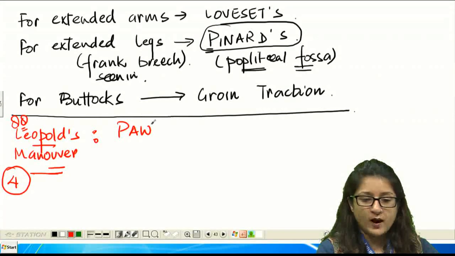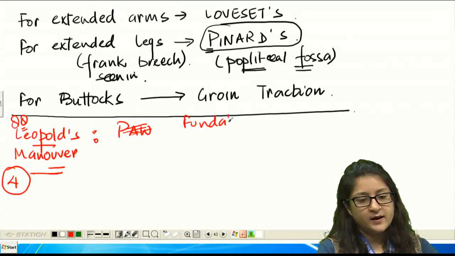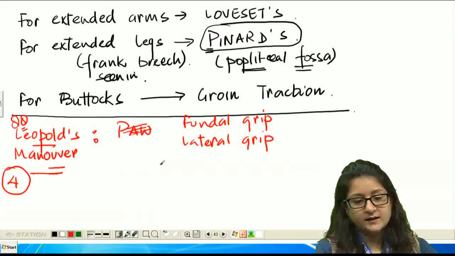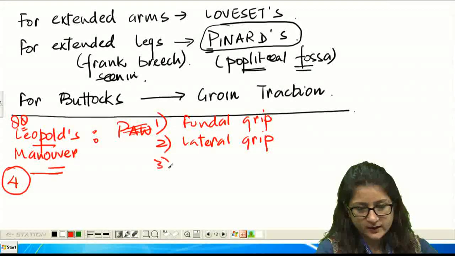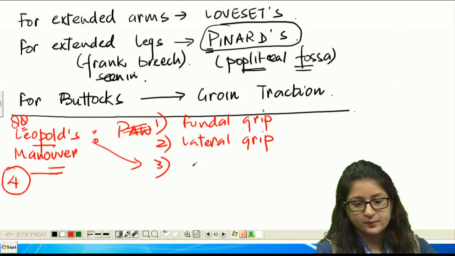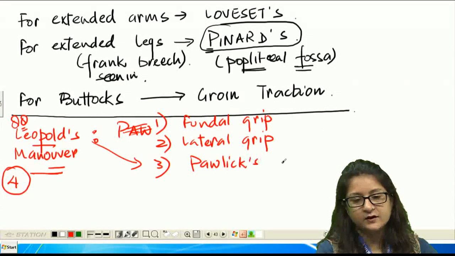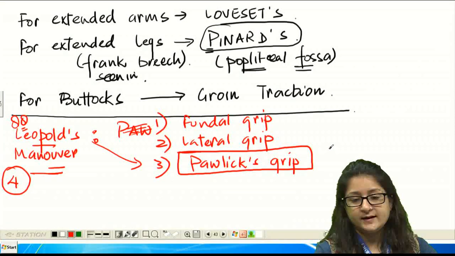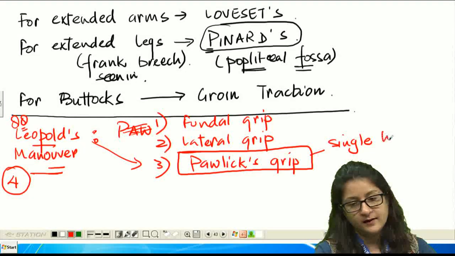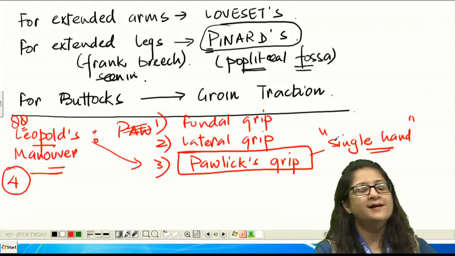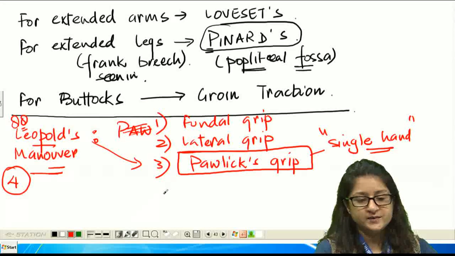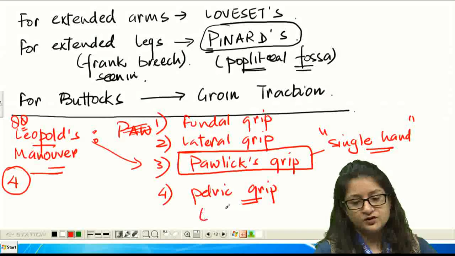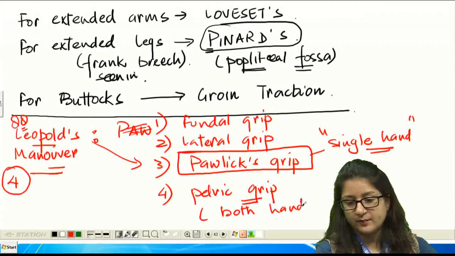So one is the fundal grip, you have the lateral grip, right? So this was the first Leupold, second Leupold. Third Leupold maneuver was the pollic grip. So remember, it is the third Leupold maneuver, the pollic grip, on which the figure-based question was asked. It is done using a single hand. So if in the picture there is a single hand, it is the pollic grip, and then comes the pelvic grip, which is the fourth grip, in which both hands are used.